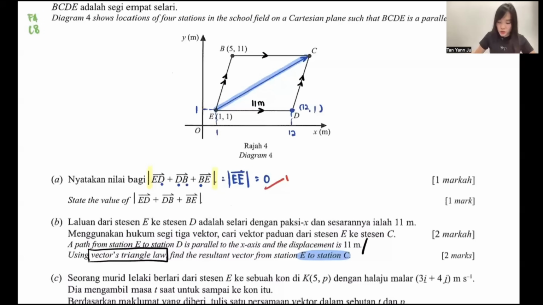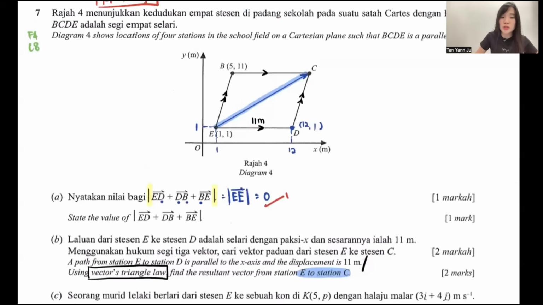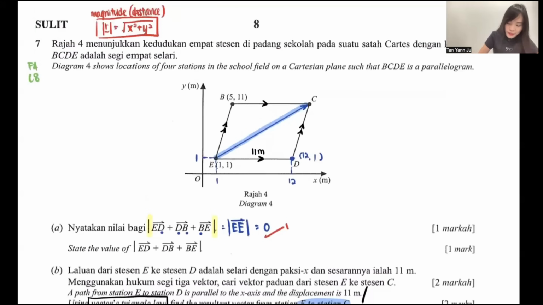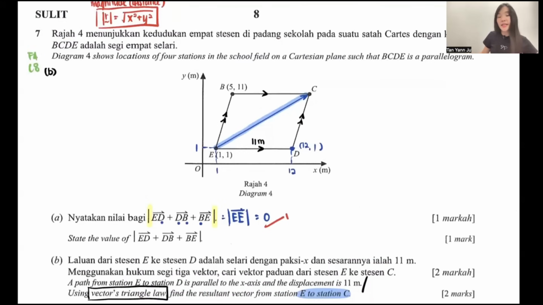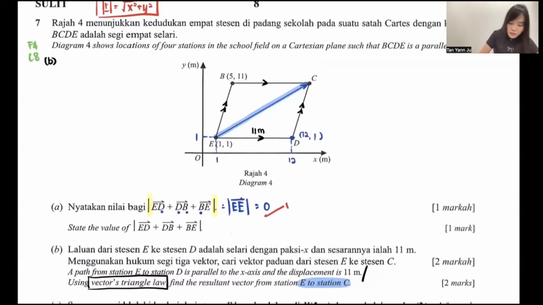Okay, my dear. So you do have E, you do have D, you do have B, okay? Then now you want to find C. But will you write the coordinate of C out? No, because they never ask for the coordinate. They just want you to use vector triangle law. So what can I do for E to C? This question actually wants to find E to C. So how do I find E to C, my dear?